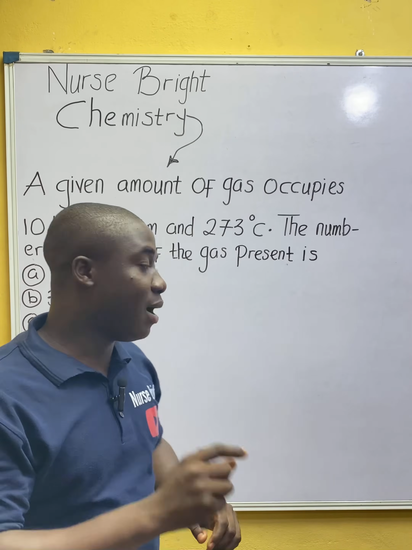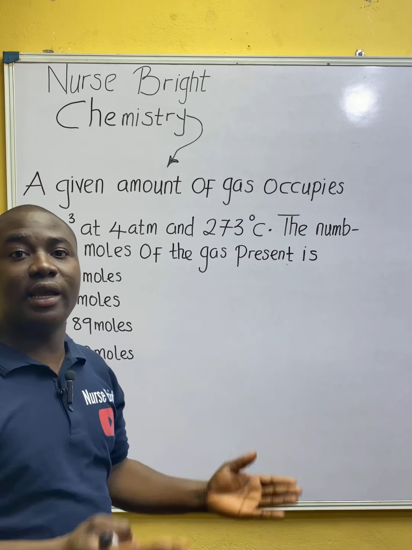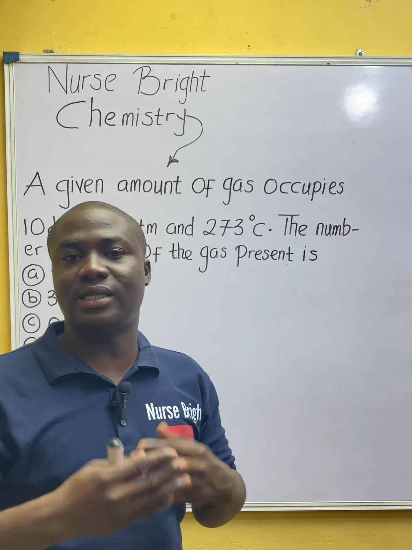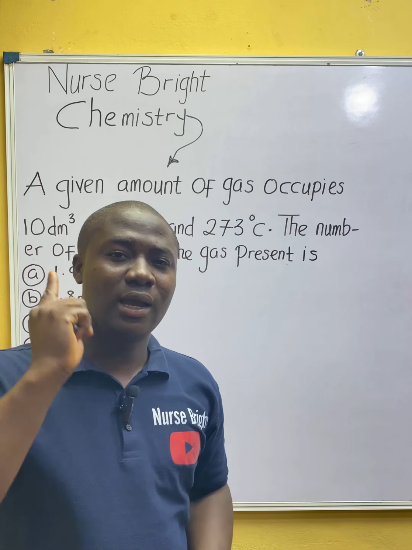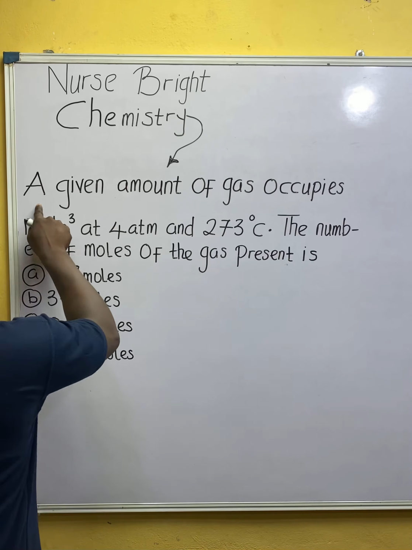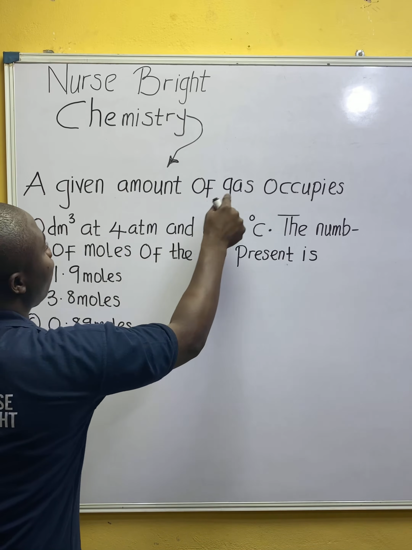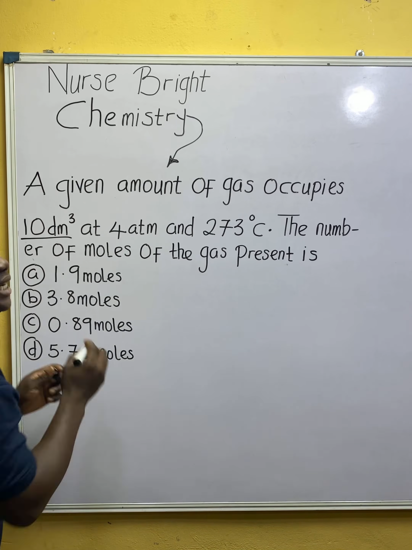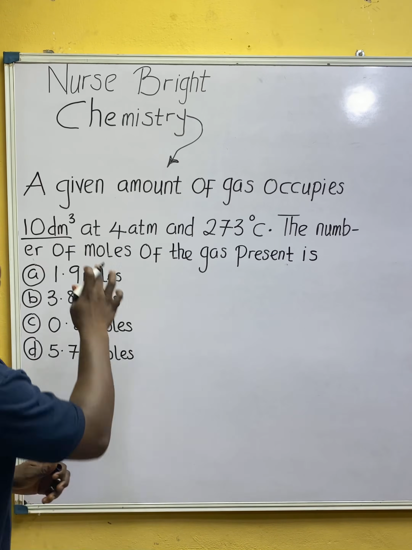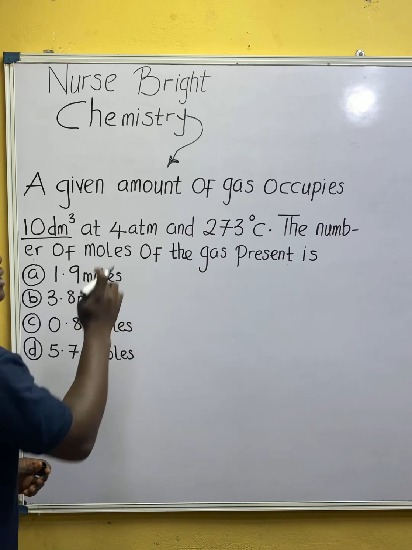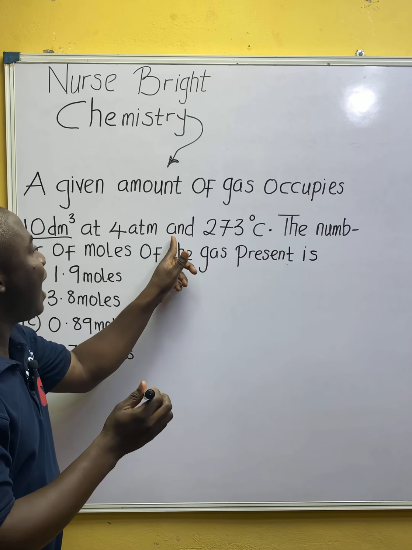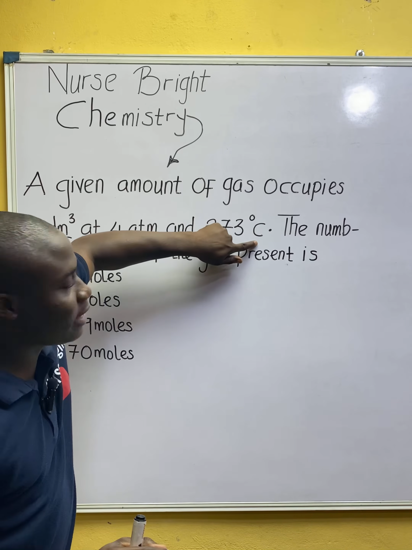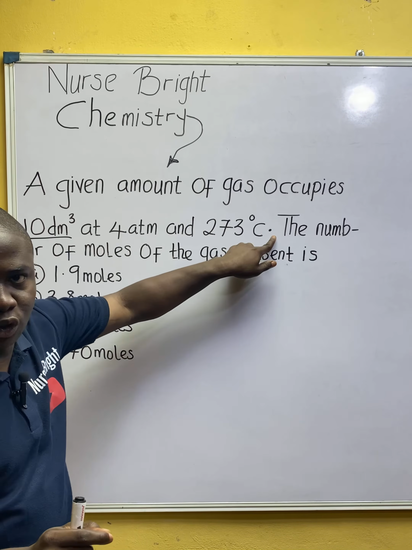Let's say you came across this question in your chemistry exam. How will you solve it? It is very easy. Now let's solve together. The question says a given amount of gas occupies 10 dm cube at 4 atm and 273 degrees Celsius.